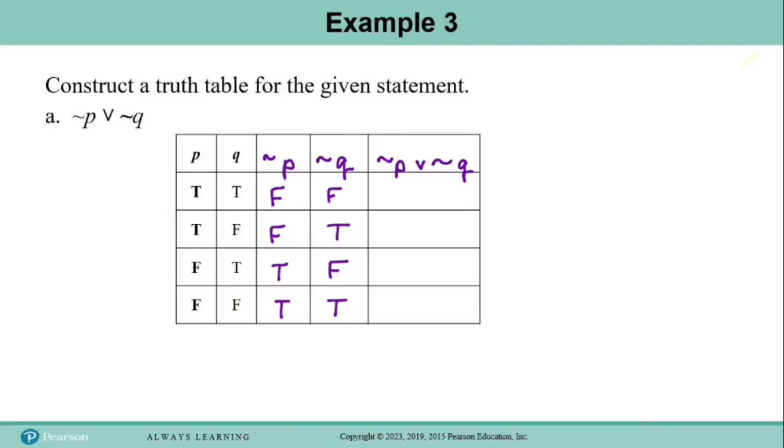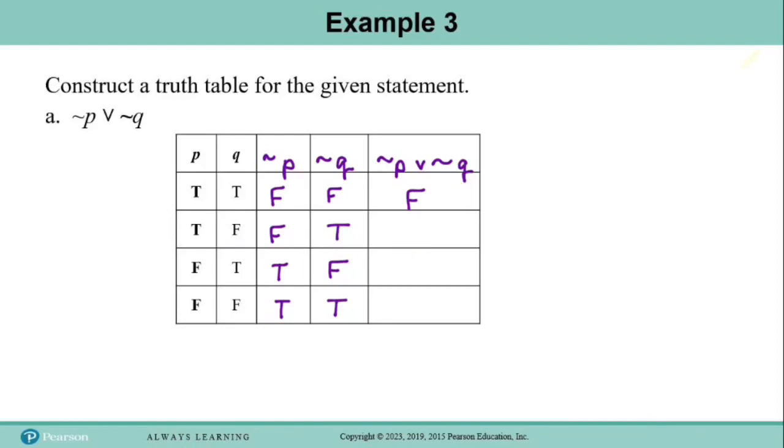And now we're ready to do our or statement. So we need to do not P or not Q. So we will only be looking at these two columns because these are the simple statements that are involved in our compound statement. So remember, an or statement will be true whenever one or both component statements are true. So right here on the first line where both component statements are false, the or statement is also false.